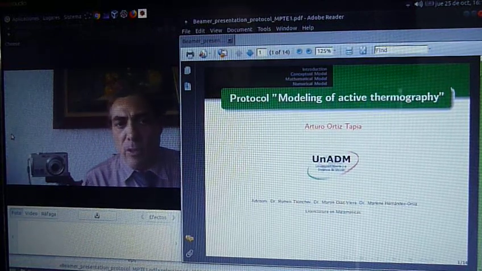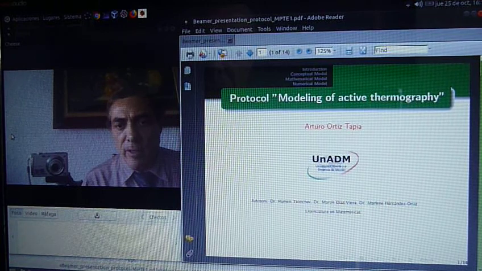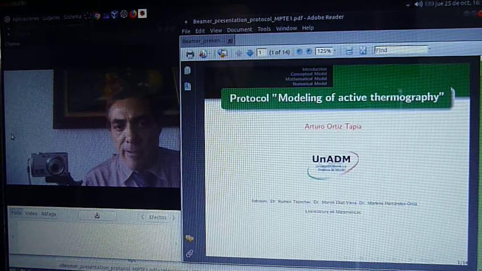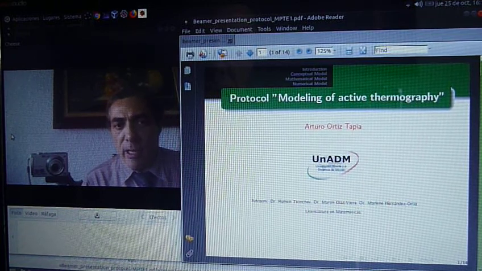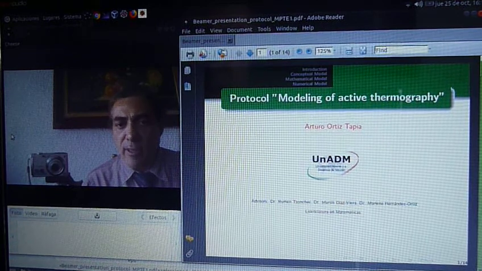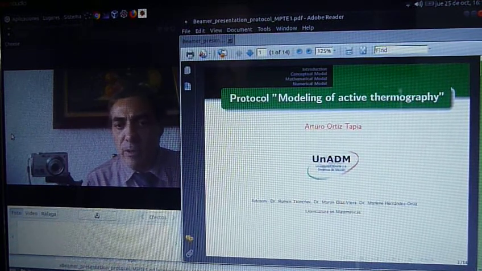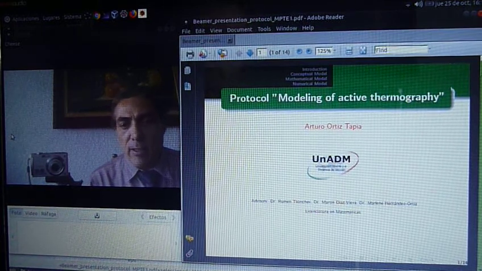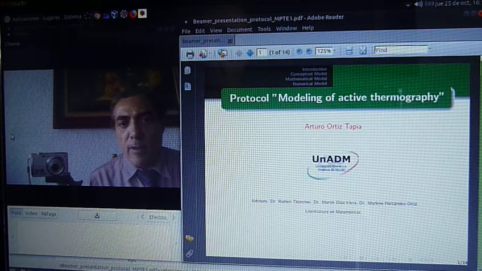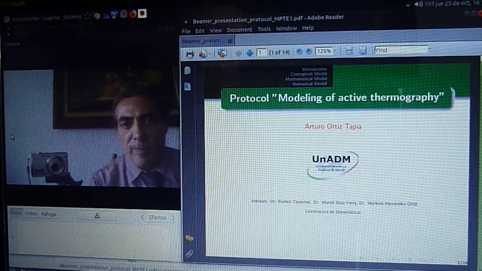This is the protocol of Modeling of Active Thermography, as a final work for the Bachelor in Mathematics. As advisors, we have Dr. Rumen Somchev, Dr. Martin Diaz-Viera, and Dr. Marlene Hernandez Ortiz at the Open University at a Distance of Mexico.